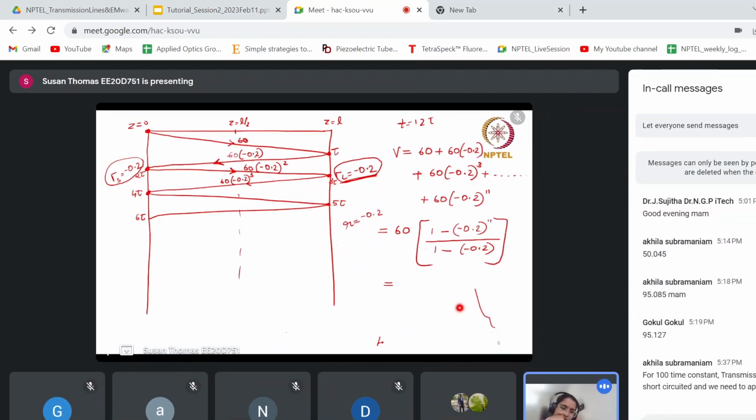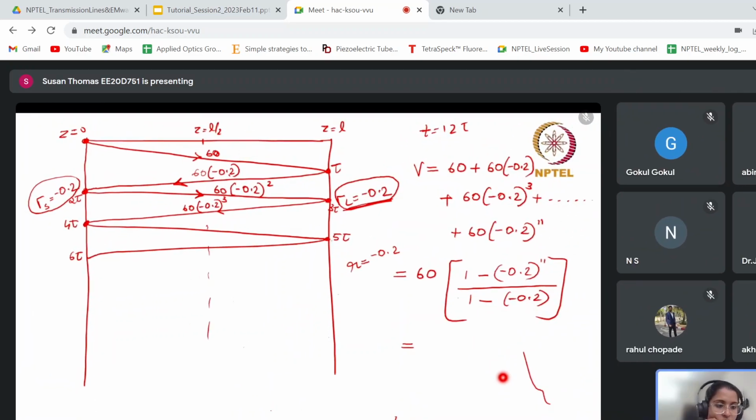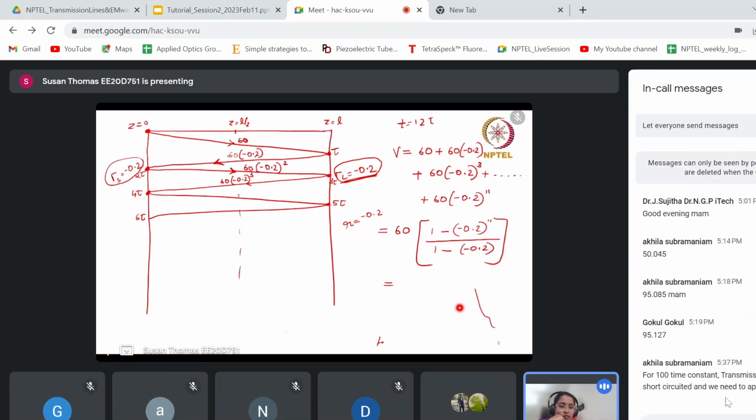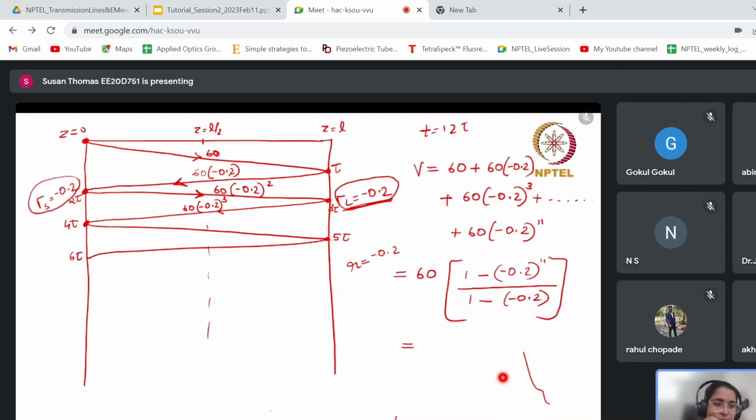I think there is a message. Okay, Akila, I think she's trying to give some clue for the question asked. For 100 time constants, the transmission line will be short circuited and we need to apply KVL and KCL. Okay, so probably Abhinaya, you can look into this, because I do not have the question right away. I can't comment on this presently, but we'll take it up next week definitely. Okay, ma'am.